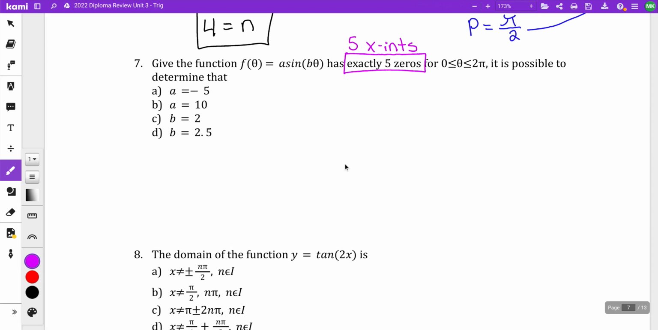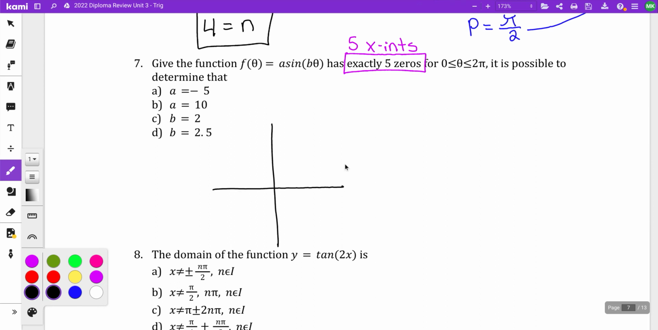Cool. If I want to get 5 x-intercepts, it probably helps to remember how many I started with. So if you think of your mother function and how it looks, it's a sine graph. It looks something like that. It starts right there at 0. It does one cycle, and the cycle completes at 2 pi.